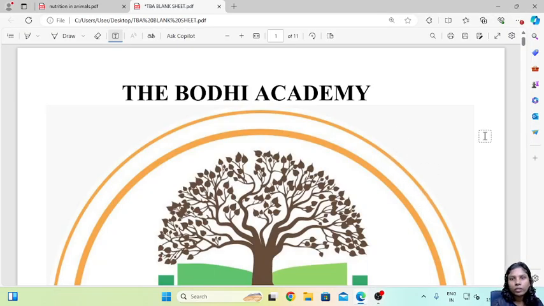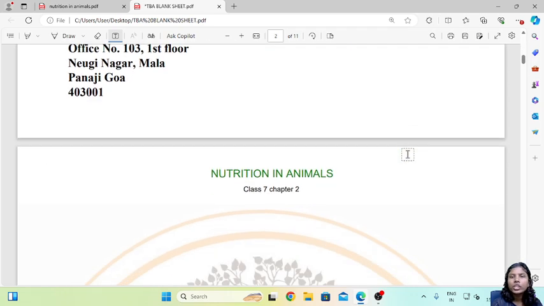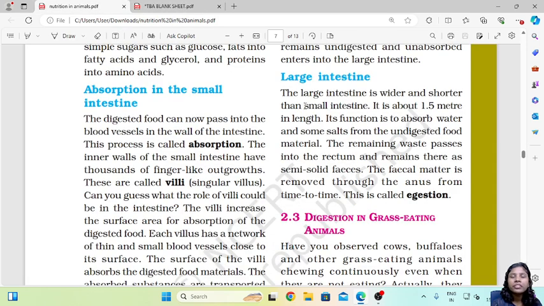My name is Amisha Kulaso, and today we will continue with our chapter Nutrition in Animals, Class 7, Chapter 2. Previously in this chapter, we spoke about the alimentary canal, what are the different parts of it, starting from the buccal cavity, then going to the food pipe or the esophagus, then having the stomach, the small intestine, large intestine, and the anus. Then we also saw what happens at each of these parts, what happens to the food when it goes through each of these parts.